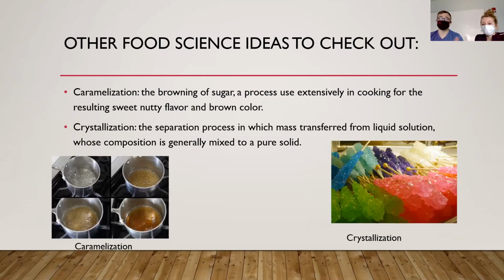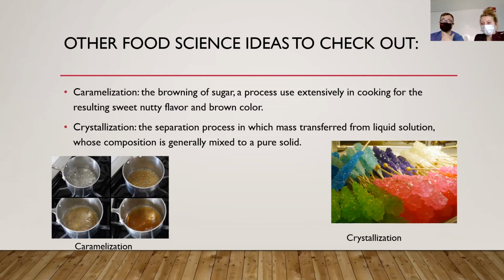So even though we just only talked about 2 specific reactions, like we talked about in the beginning, that food science really covers quite a bit. So yes, we talked about the enzymatic browning and we talked about the Maillard reaction, but there's other stuff out there for you to check out. And here are some other 2 cool ones that we saw. So caramelization, right? That's the browning of sugar, a process used extensively in cooking for the resulting of a sweet, nutty, and brown flavor. And then there's also crystallization, right? Where you get the hardening of a certain substance.